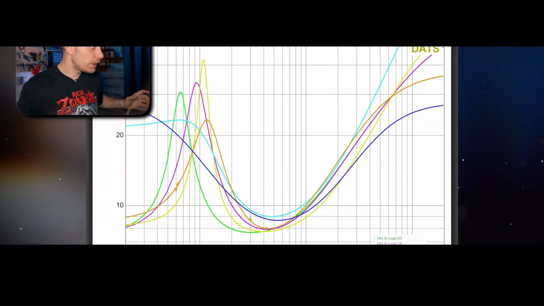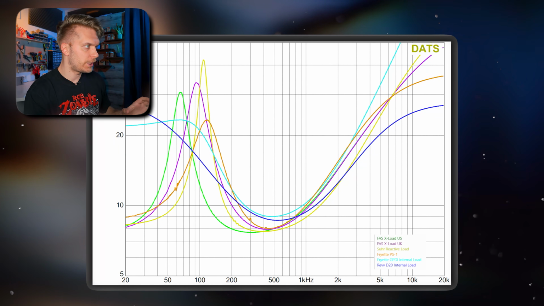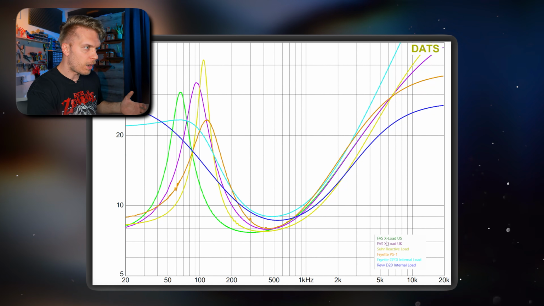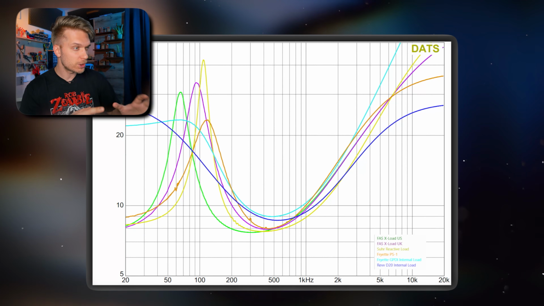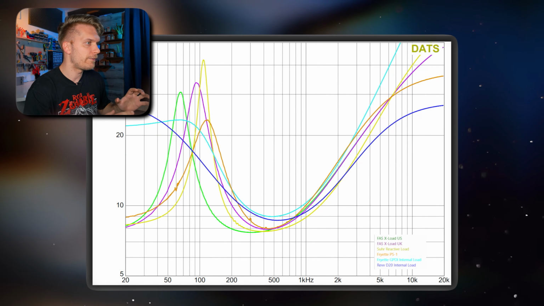So I have this really cool engineer friend who likes to be anonymous, but he does a lot of weird testing, and he sent me over some graphs that I'm gonna share now with you, where we can see how different reactive loads that are on the market react to the amplifier. So if we jump into this graph, we can see that we have a lot of different curves, and don't be confused by this, because the different colors are actually representations of different reactive loads. So the green one is the actual Fractal Audio X-Load in the US mode, and then we also have the UK mode, and then we have the SIR reactive load and the Fryette Power Station and the Fryette GPD-IIR and the Rev D20 internal load.